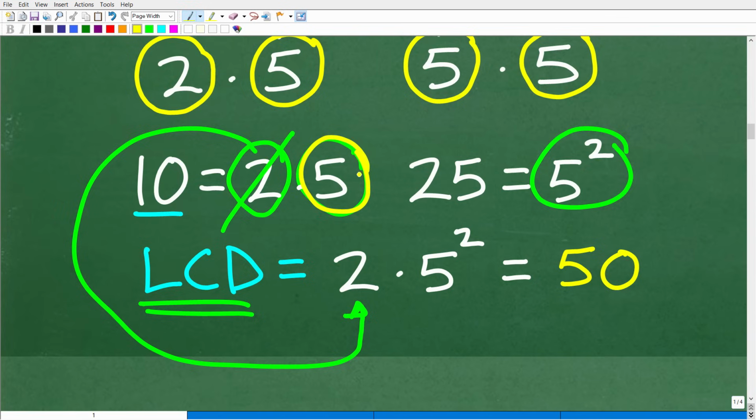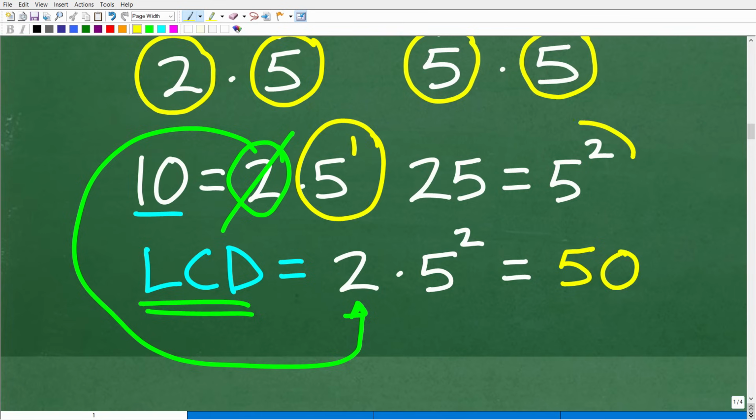We have a 5 here, but over here we have 5 squared. So should I write this as 2 times 5 squared to have all these factors represented? No, that's not the way it works, and this is the tricky part. Anytime you have the same number to a different power, this is 5 to the first, this is 5 to the second power, all we need to do is take the highest power of that number.